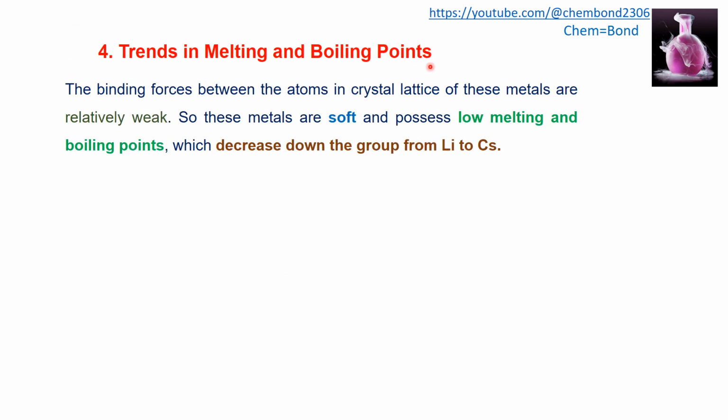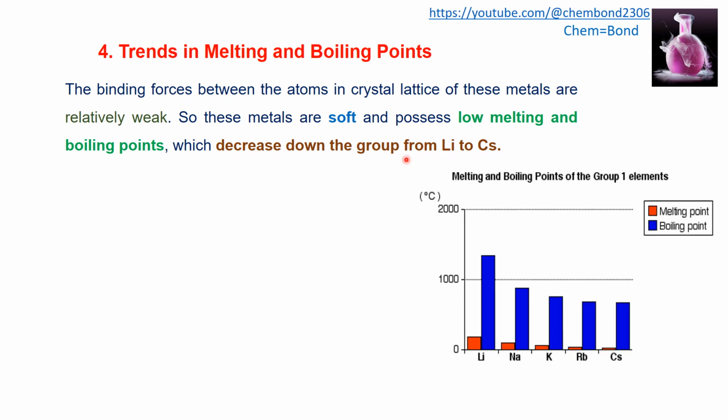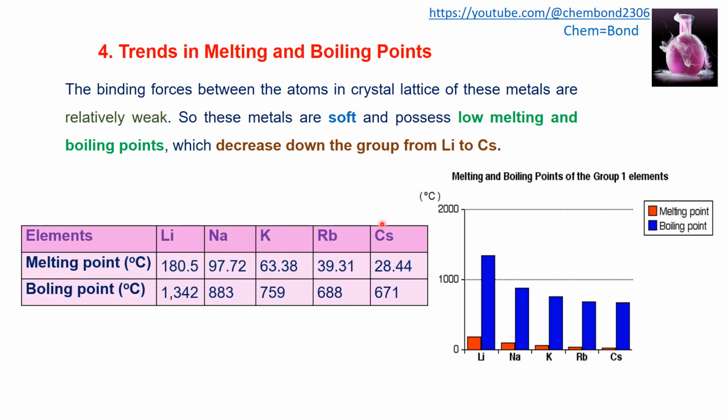Trend in melting and boiling points. The binding forces between the atoms in the crystal lattice of these metals are relatively weak. So these metals are soft and possess low melting and boiling points that will decrease down the group from lithium to cesium.